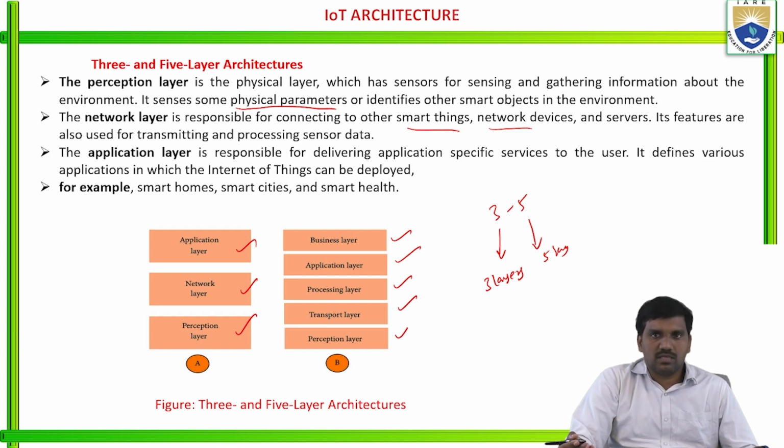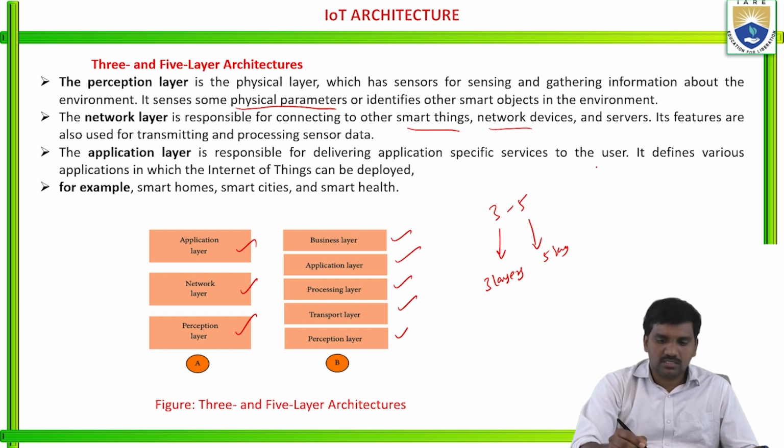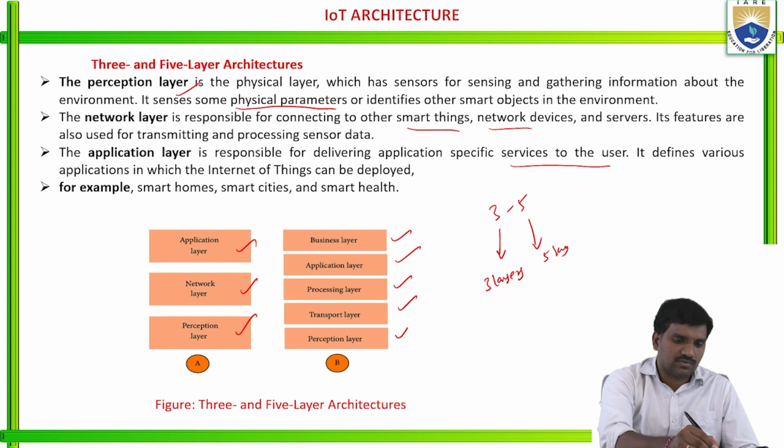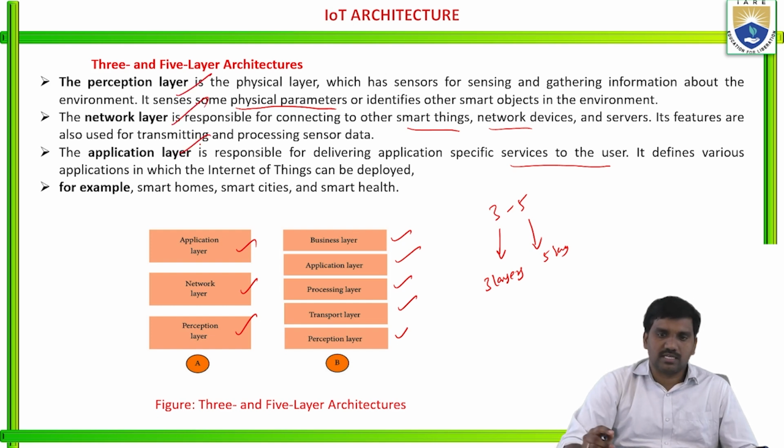Next, the application layer. It is responsible for delivering specific services to users. It defines various applications in which the Internet of Things can be deployed. There are so many applications in the IoT domain, and among them it deals with the deployed applications. So these are the 3 layers of IoT architecture: perception layer, network layer, and application layer.